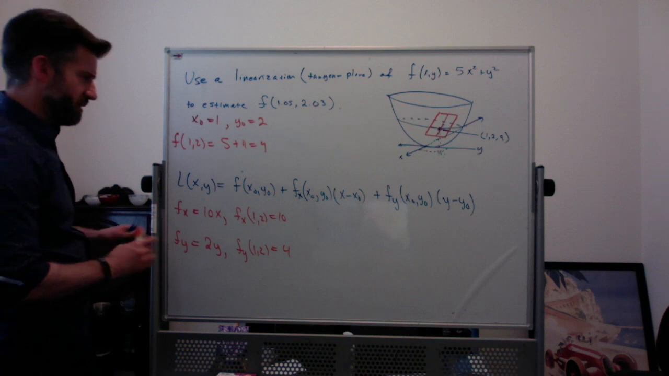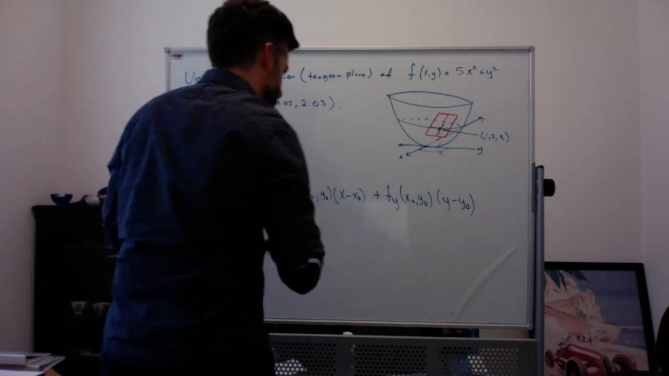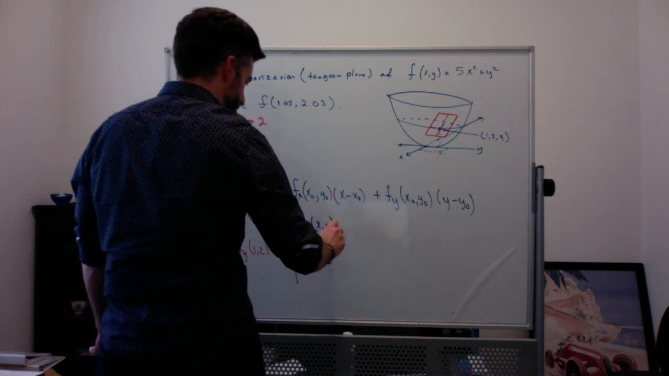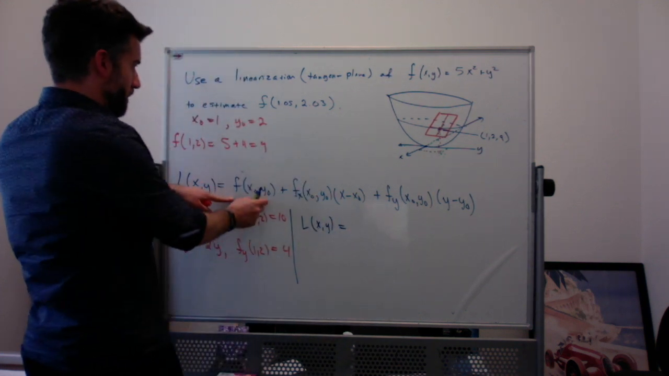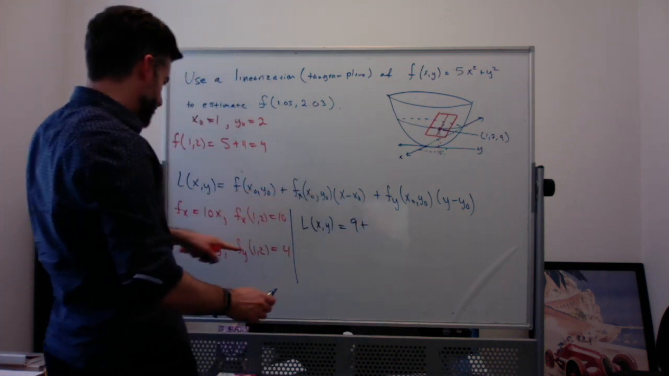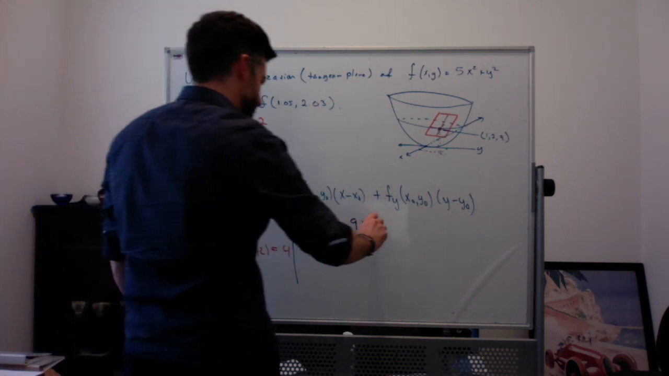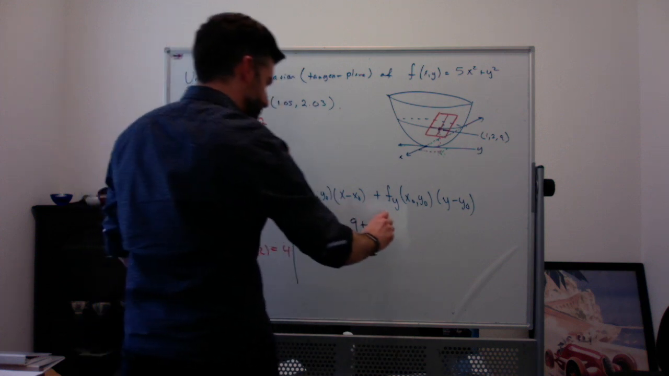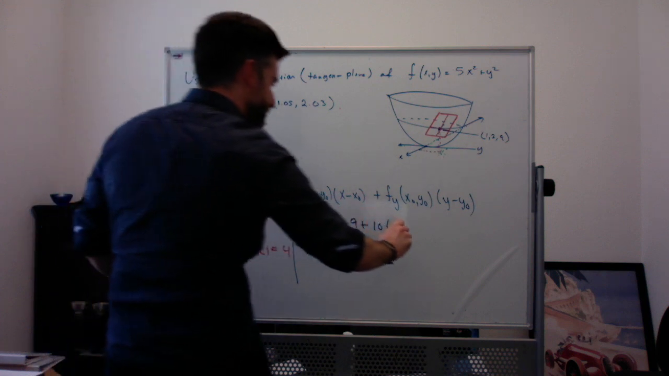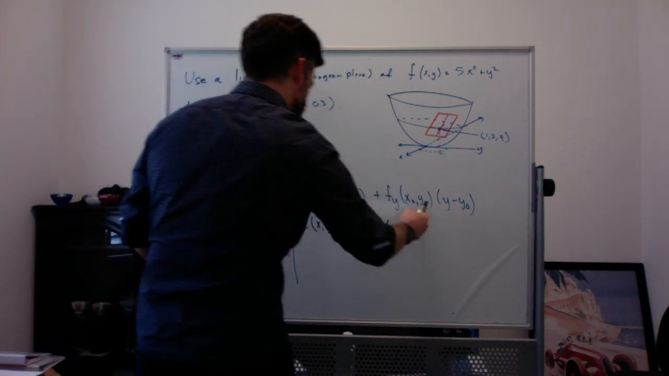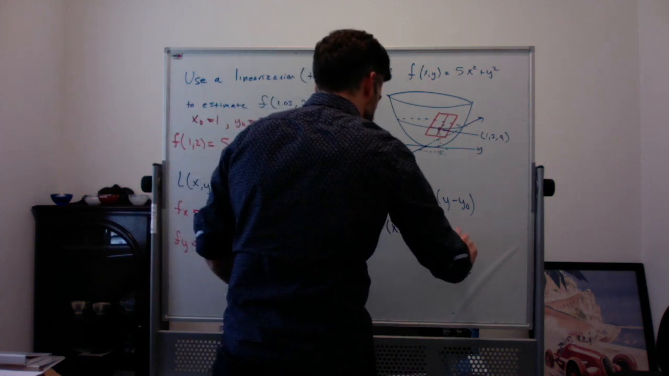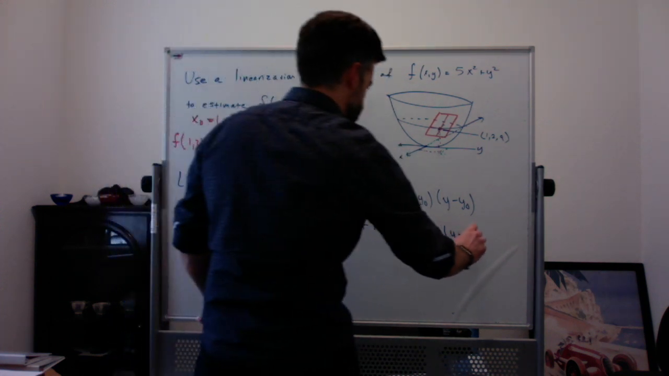And then I think that's the whole formula. So here's what my linearization looks like. My linearization at any point x, y is f of x naught, y naught, which is f of 1, 2, which is 9, plus fx at x naught, y naught, which was 10, times x minus x naught, and x naught is 1, plus fy, the partial with respect to y, which is 4, times y minus the y naught value, which was 2.